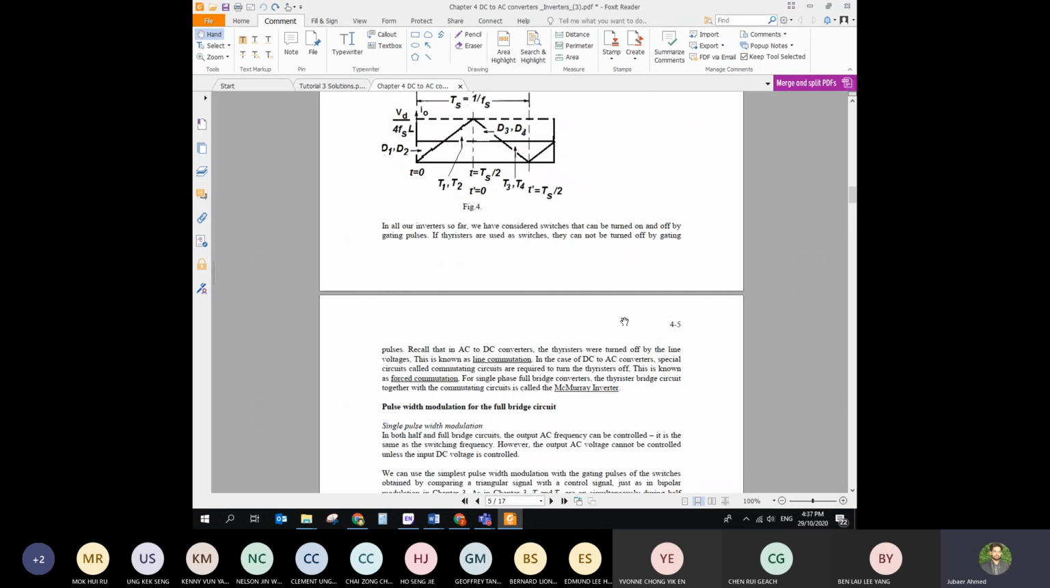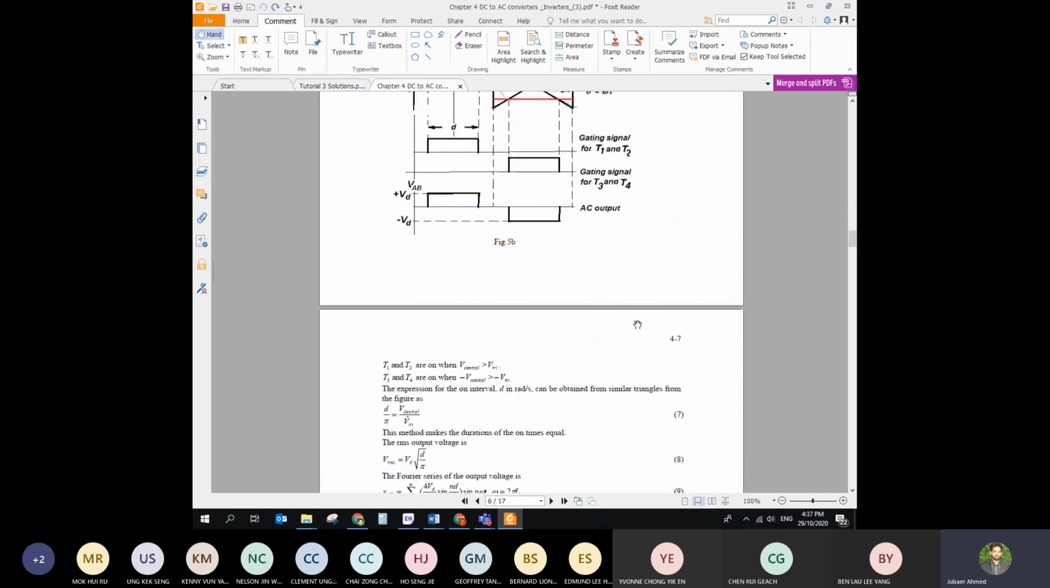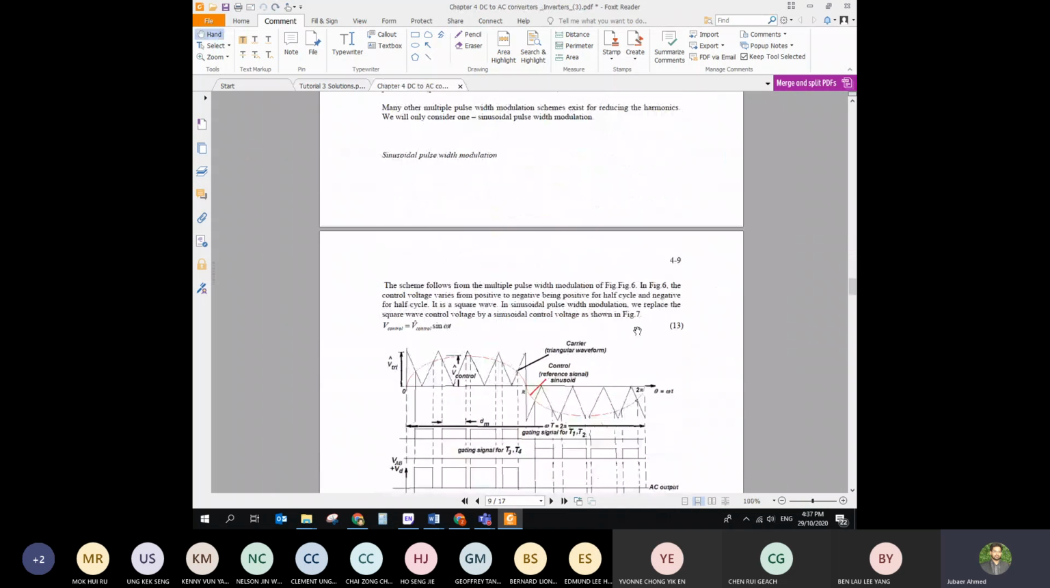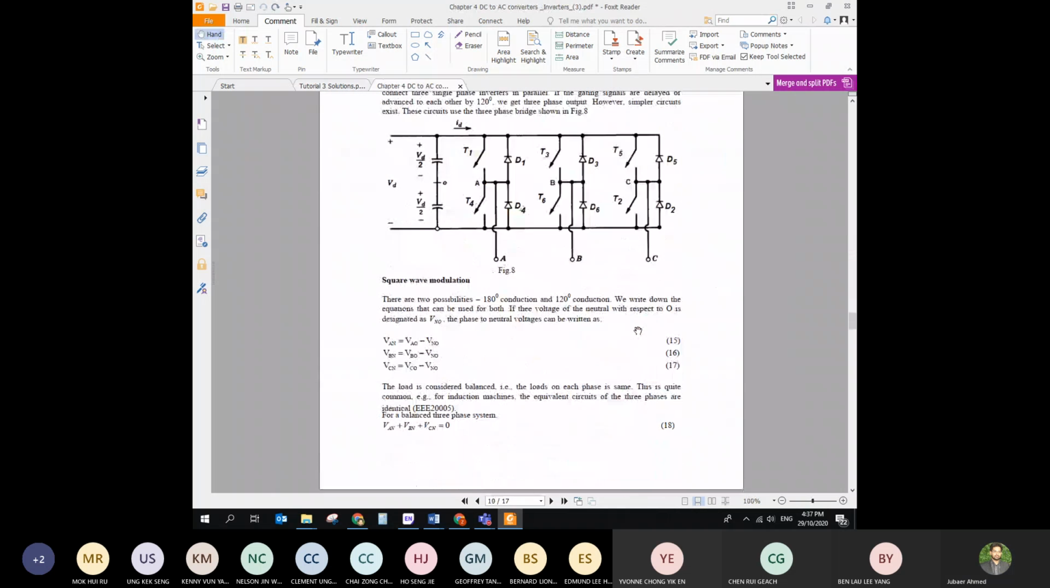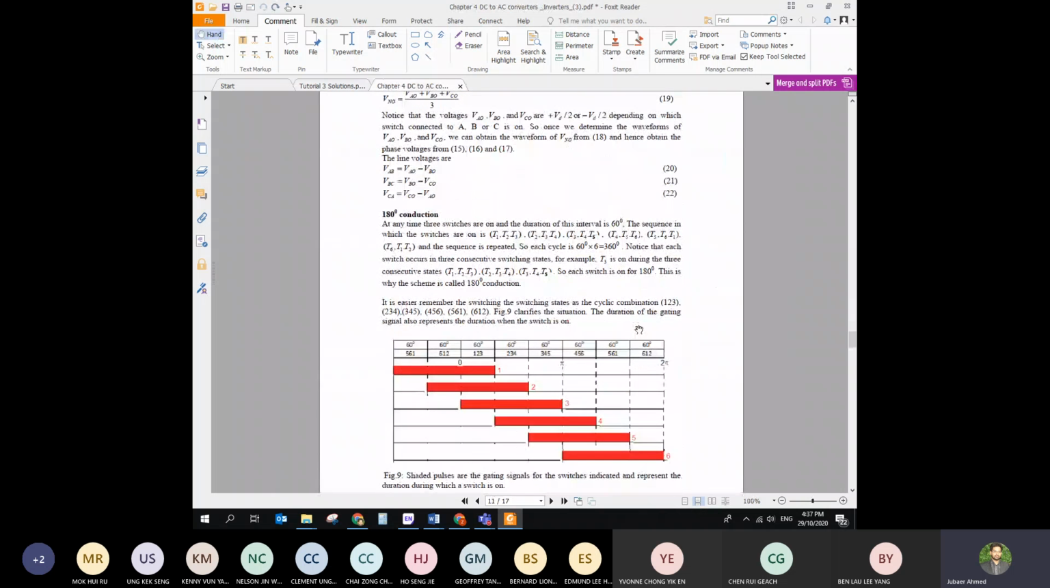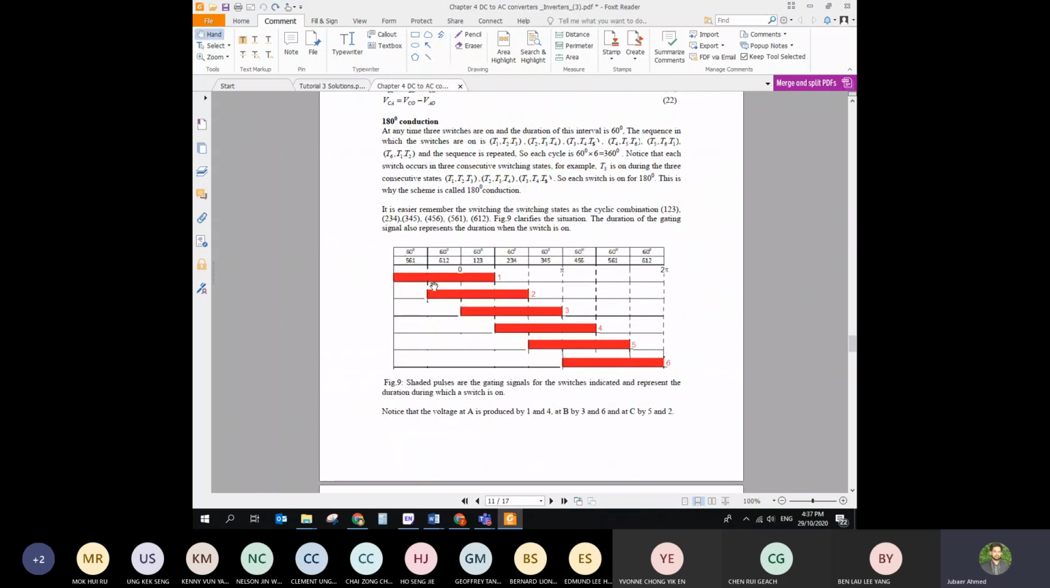So if I refer back to the full bridge inverter, where is the full bridge inverter? Yeah, this is the 180 conduction. So this is a full bridge inverter. You can see that 1, 2, 3 are operating at the same time. Then 1 will turn off. Then 2, 3, 4 are operating. Then 2 will be turned off. Then 3, 4, 5 are operating. Then 3 will be turned off. 4, 5, 6 are operating. So every 60 degrees, there are 3 switches operating at the same time.